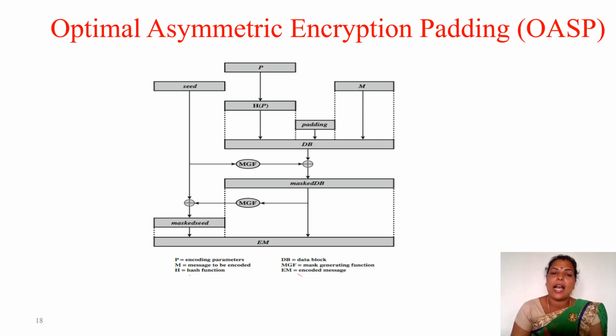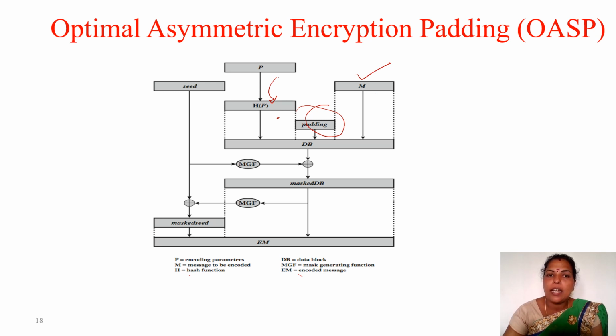How are we getting the data block? We have the message M, which is the original message. Then we perform some padding operation. Then we use the encoding parameters and find the hashed value of the encoding parameters. That is also appended here. So we are getting the data block with a combination of the message, then padding, and the hashed value of the encoding parameter.